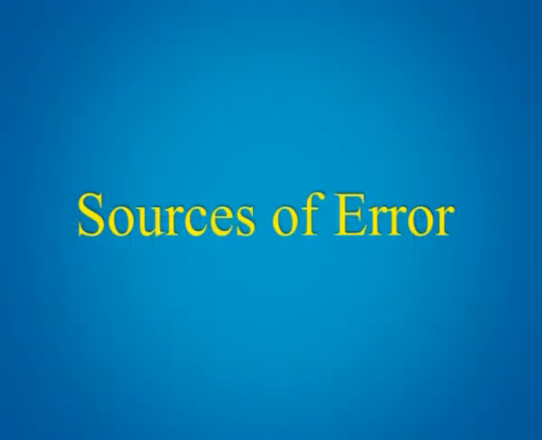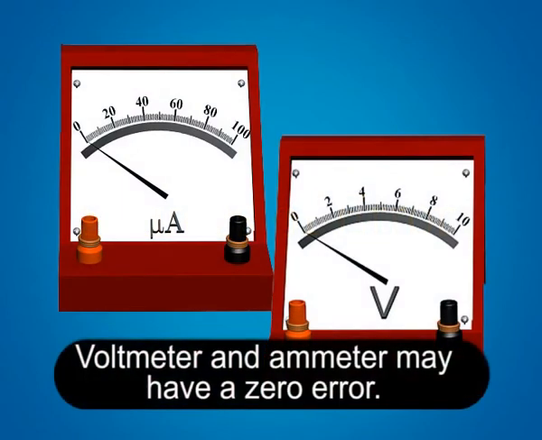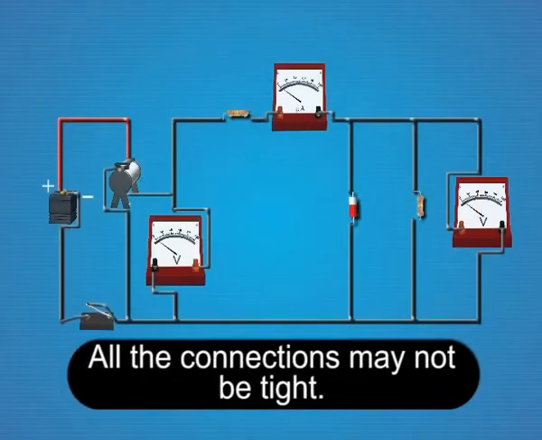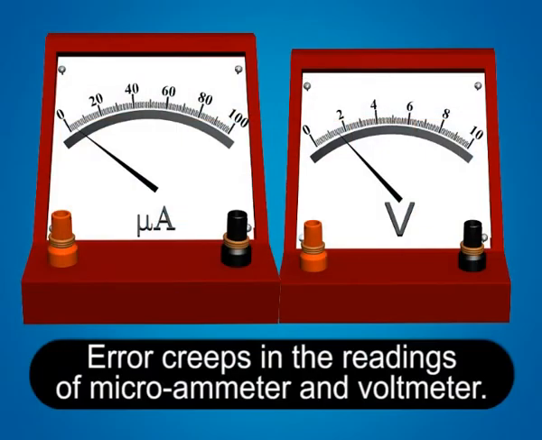There are some sources of error that can creep in and hamper the results. Voltmeter and ammeter may have a zero error. All the connections may not be tight. Error creeps in the readings of microammeter and voltmeter.